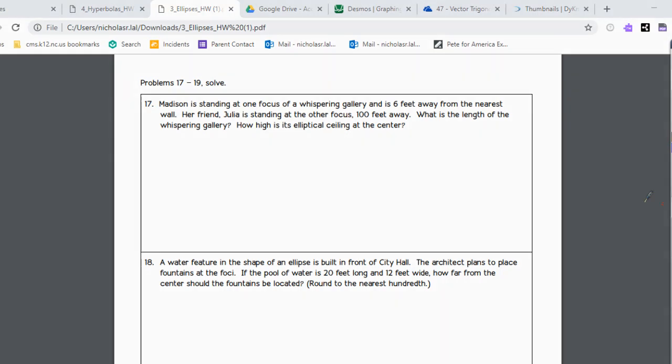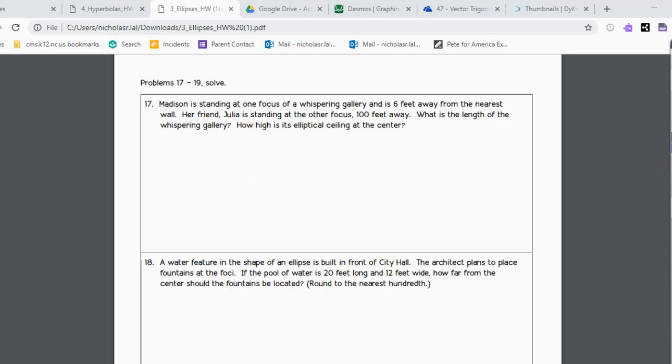So doing your ellipse word problem, starting out with Madison. Madison is standing at one focus of a whispering gallery, 6 feet away from the nearest wall. Her friend Julia is at the other focus, 100 feet away. What is the length of the whispering gallery? How high is the elliptical ceiling at the center?